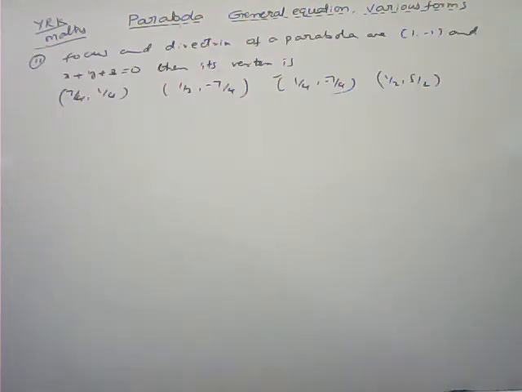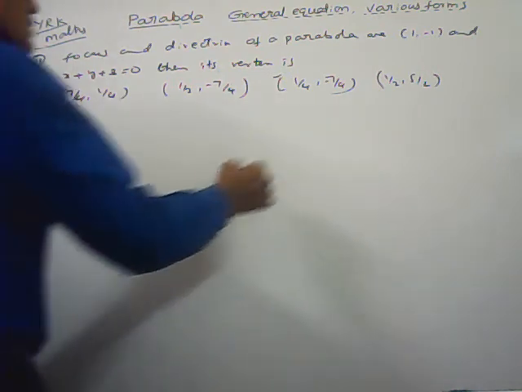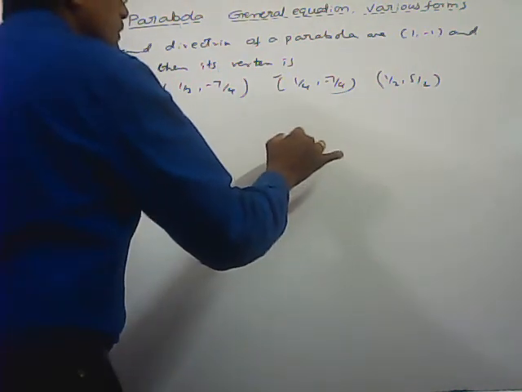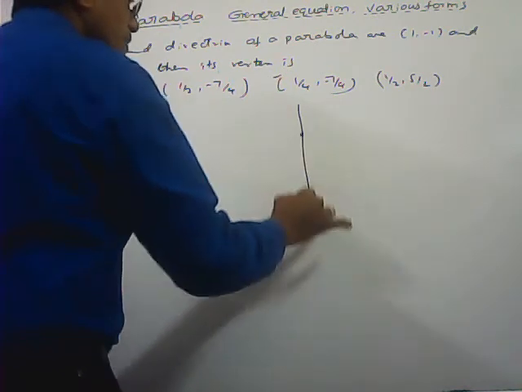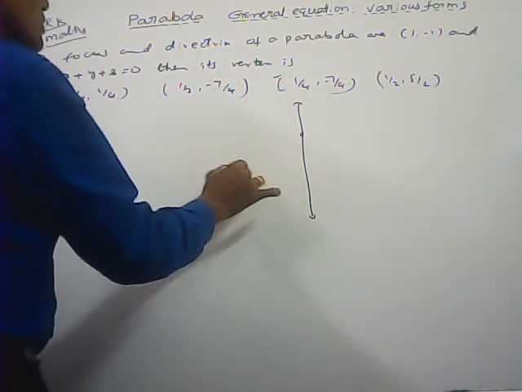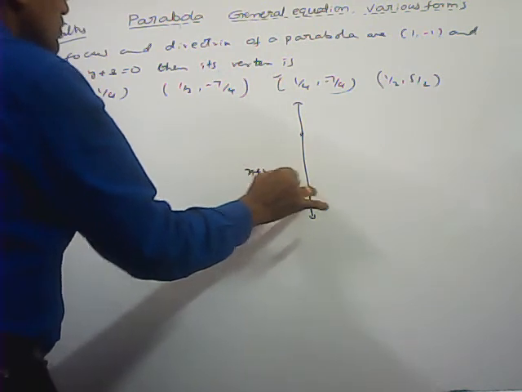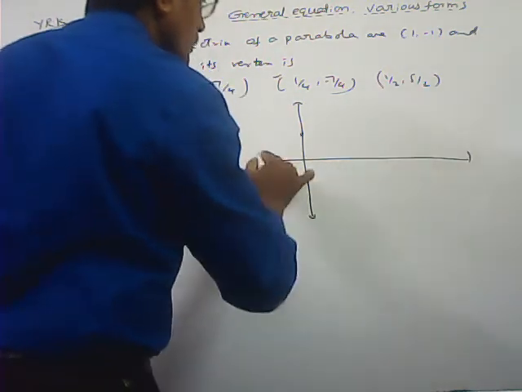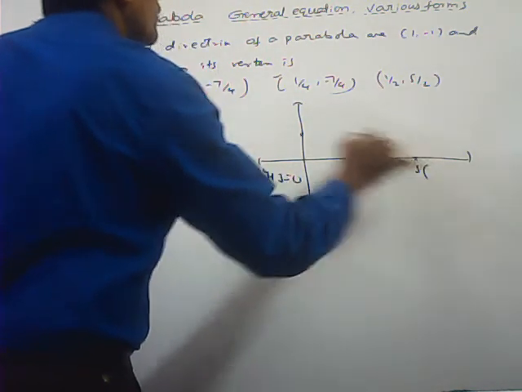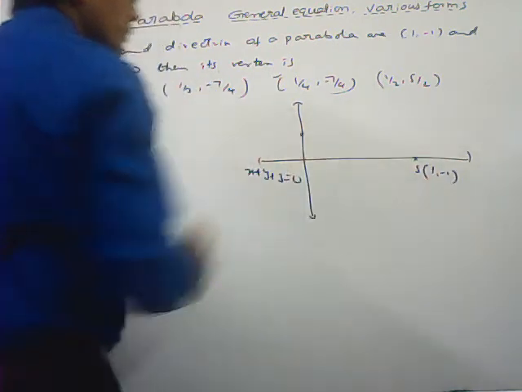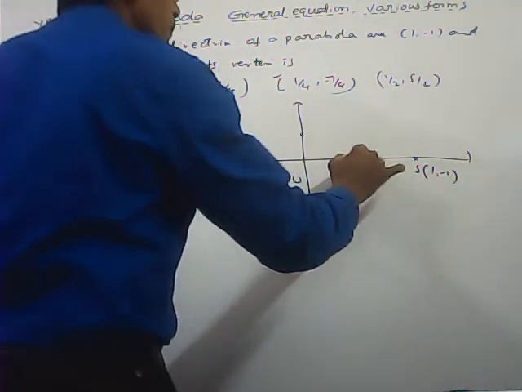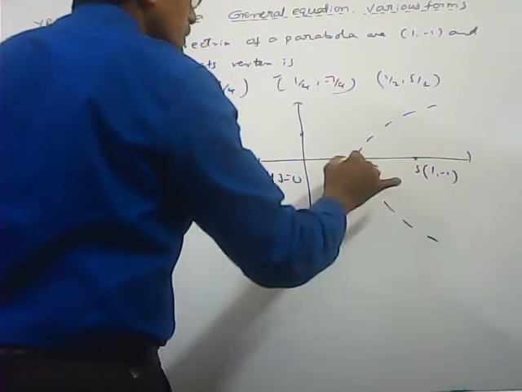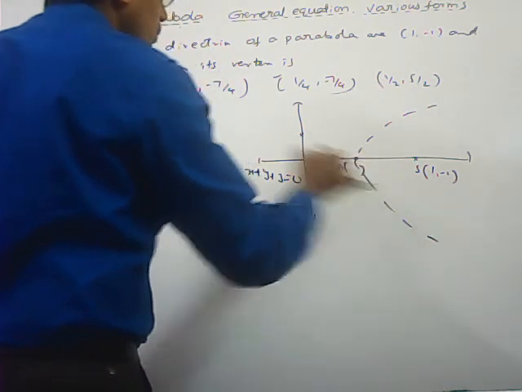Next, one more problem is there. The focus and the directrix are given: focus (1, -1) and directrix x + y + 3 = 0. Here we want the vertex. How to get the vertex?